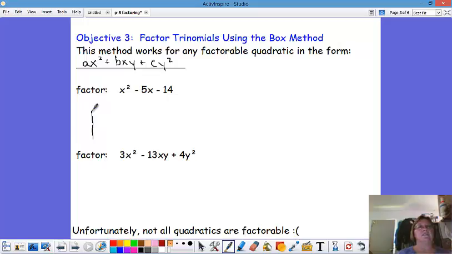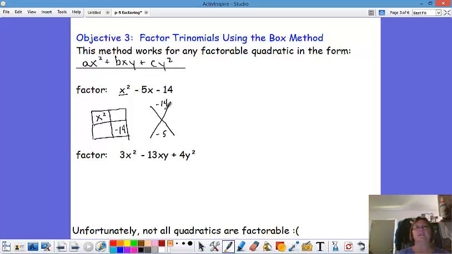We start out here with the box, and we think to ourselves, okay, the parts that we know that we're going to use, x squared here, minus 14 here. And then we move to the x. If you'll recall, what goes on top in the x is this minus 14 times coefficient 1, so negative 14 times 1. We've got to have things that multiply to give us minus 14, but they have to add up to give us minus 5.